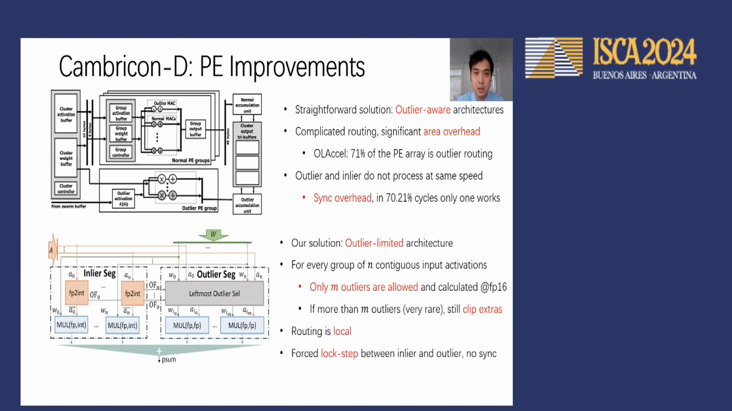So we propose an outlier-limited PE architecture. For every contiguous group of n inputs, we allow outliers, but only m of them. They get the wider FP16 multipliers. Anything more than that would be clipped, but this is very rare. This would allow for a more local routing of outliers to save on compute area, and also forces lockstep operation between the inlier and outlier resources, eliminating the waiting overhead.